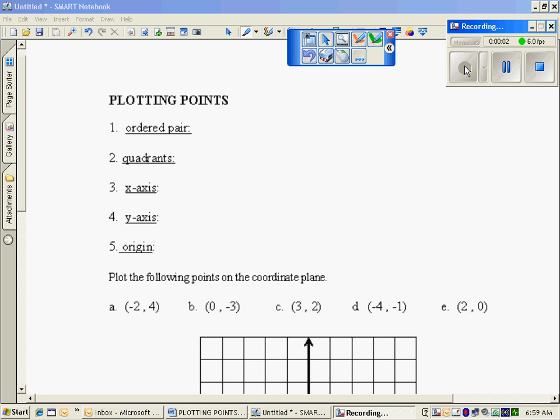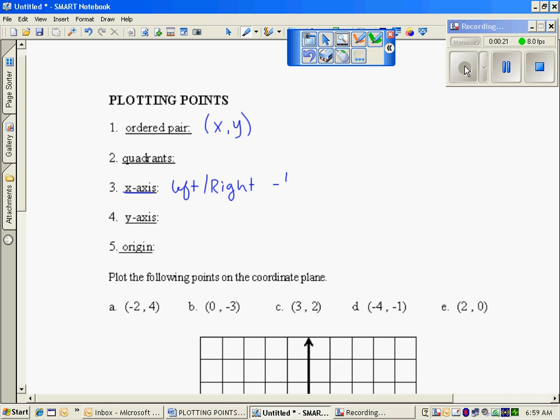We're going to be plotting points, or locating points, and we need directions in which to locate points. We're given two directions, an x direction and a y direction. The x direction we're going to refer to as the x-axis, which is going to be running left or right, or horizontal. The y direction, which comes second in the ordered pair, is going to be running up or down, which we'll refer to as vertical.